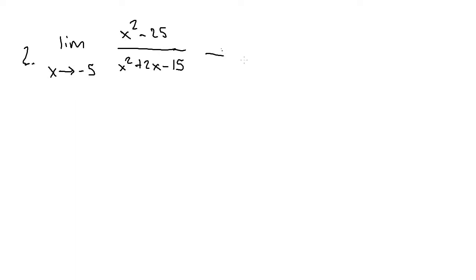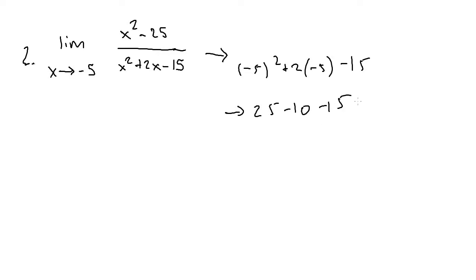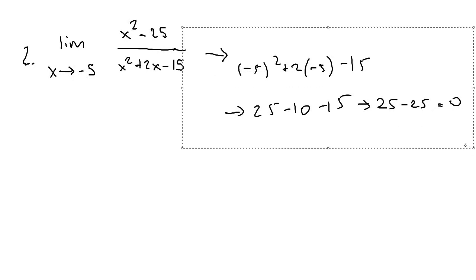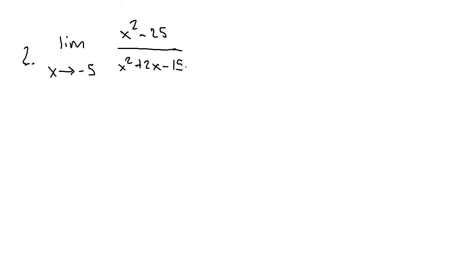So if I plug in -5 to the denominator, I'll get -5 squared plus 2 times -5 minus 15. -5 squared is 25. 2 times -5 is -10, minus 15. -10 minus 15 is -25. I'll get 0. So I cannot evaluate it because I cannot divide by 0. So we're going to have to go back. Now I need to manipulate my equation so that I can evaluate it.